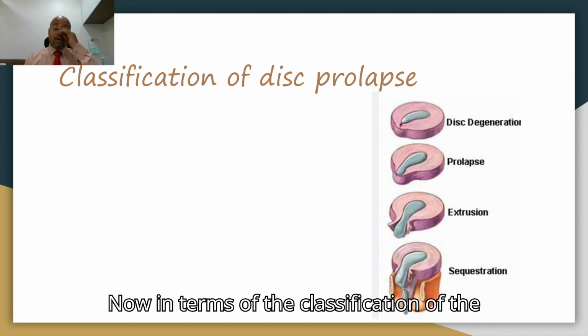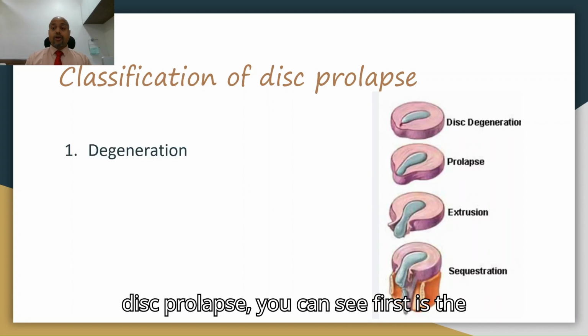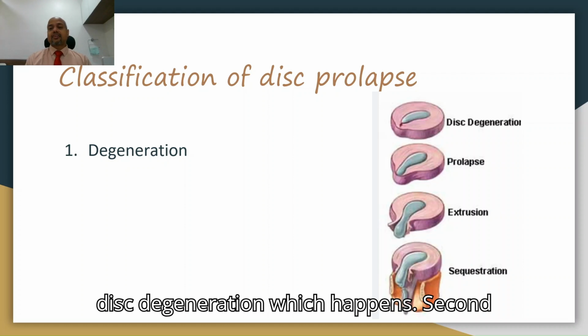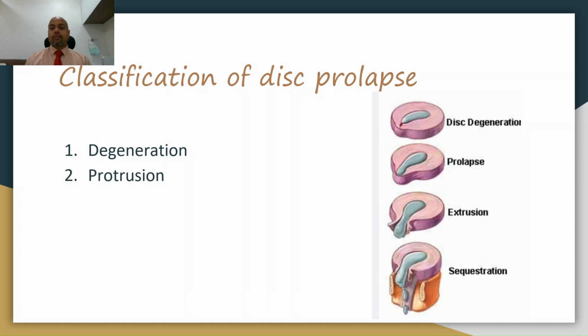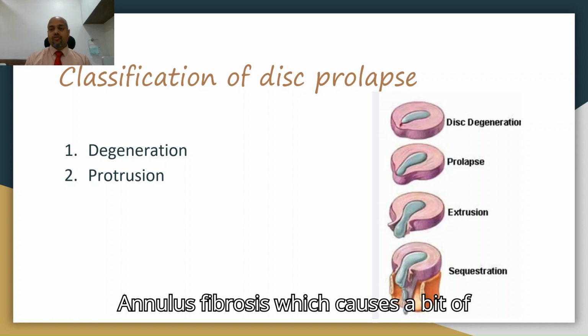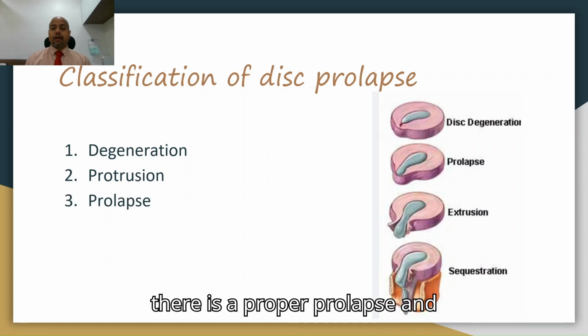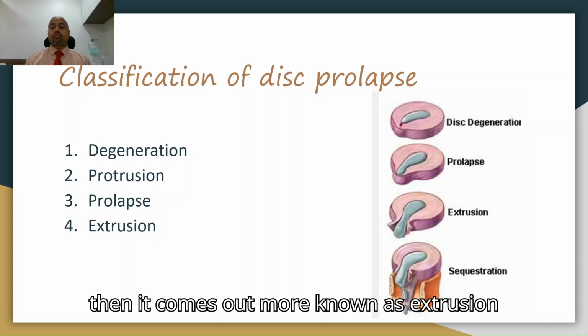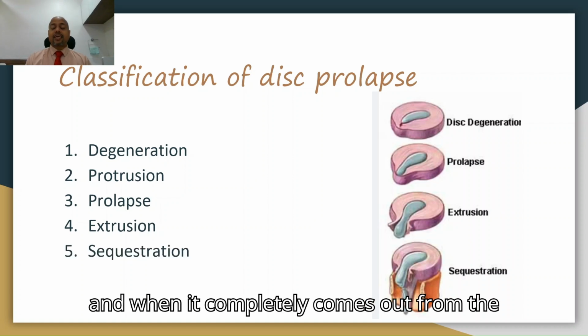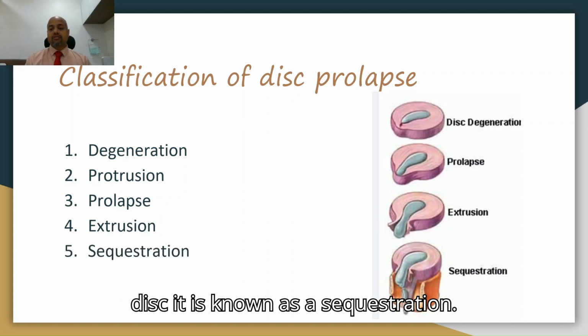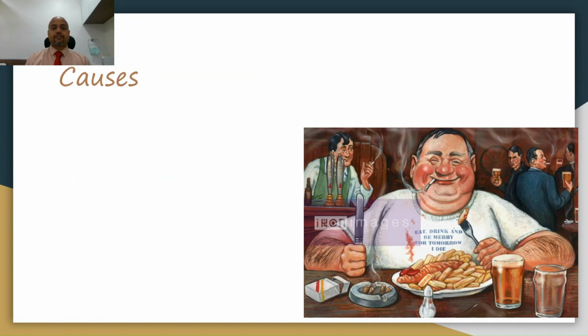Okay, now in terms of the classification of the disc prolapse, you can see first is the disc degeneration which happens. Second, there will be a tear of the annulus fibrosus, which causes a bit of prolapse of the nucleus pulposus. Then there is a proper prolapse, and then it comes out more, known as extrusion, and when it completely comes out from the disc it is known as a sequestration.